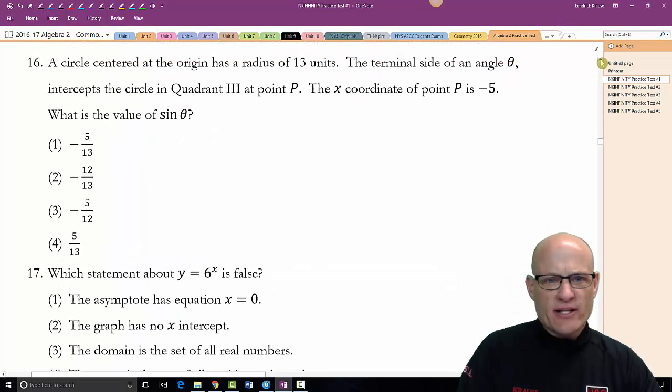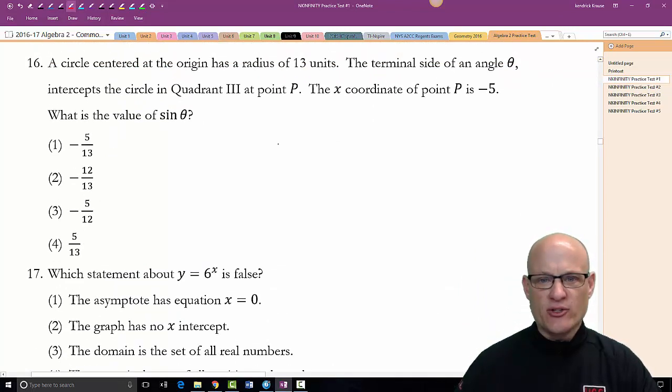A circle centered at the origin has a radius of 13 units. The terminal side of theta intercepts the circle in quadrant 3 at point P. The x-coordinate of P is 5. Find the sine of theta. Well, okay, we got a couple things.